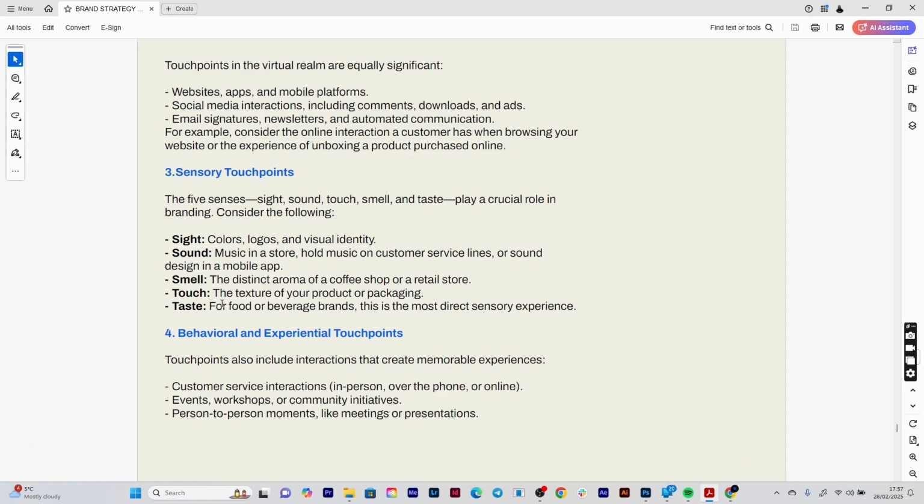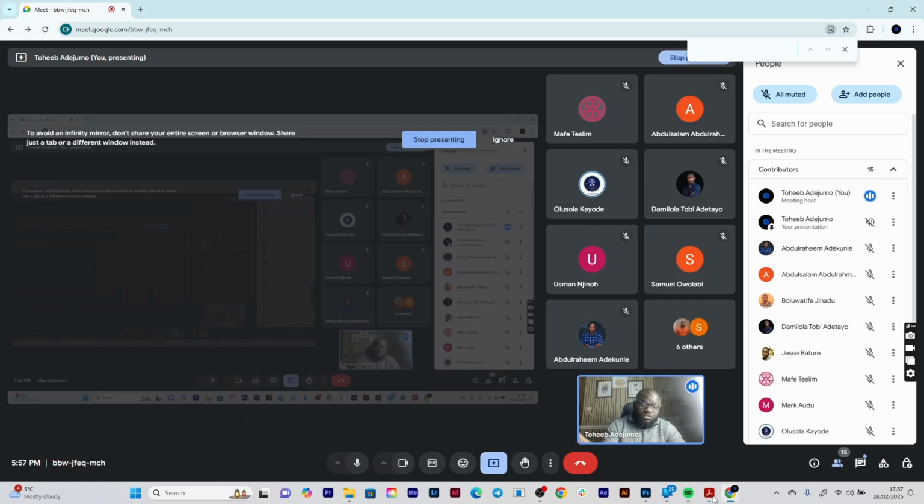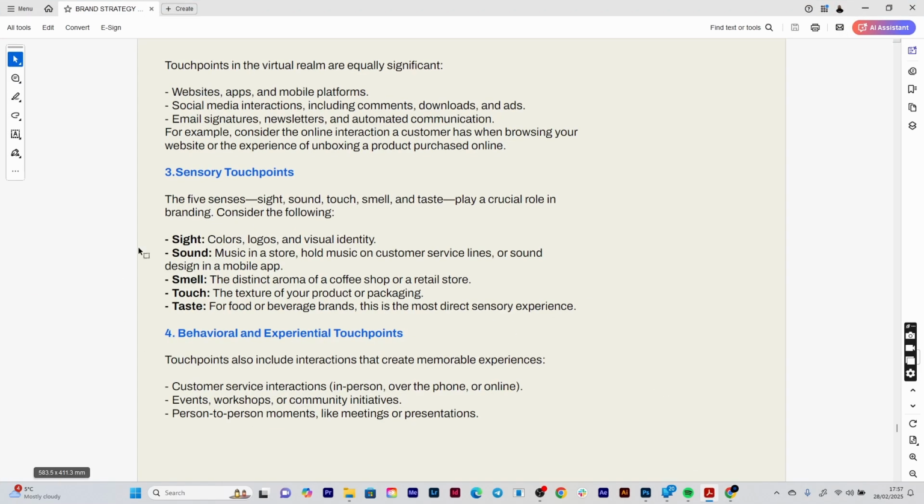What about taste? For food and beverage brands, this is the most direct sensory experience. You just need to get this book. Get it, read it. It's going to help you. Then we go to the next one. That's the third type of touch point.